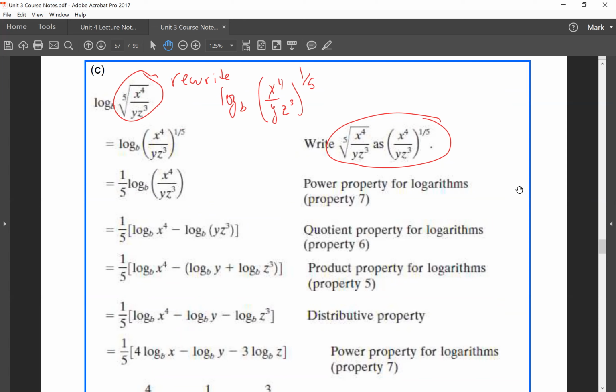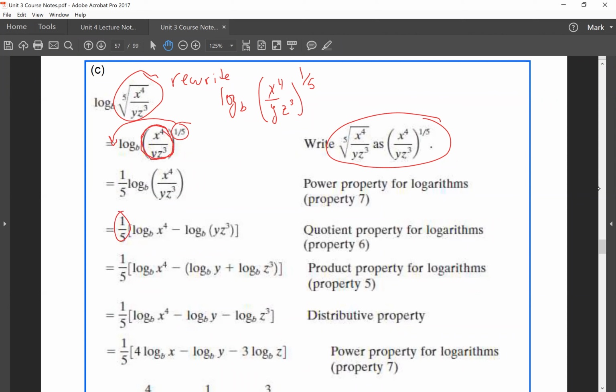So property 7, I'm going to first take the 1/5 and move it in front of everything. Now, very, very important. This 1/5 is for all of this. So in all of the subsequent steps, I put brackets here because the 1/5 belongs to this entire bit of information.